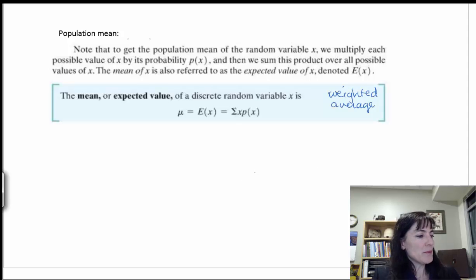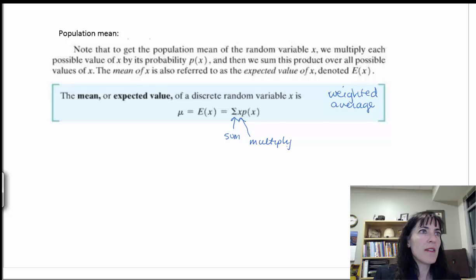what we're doing is looking at the sum. So that says sum. And then this says multiply each x by its probability.